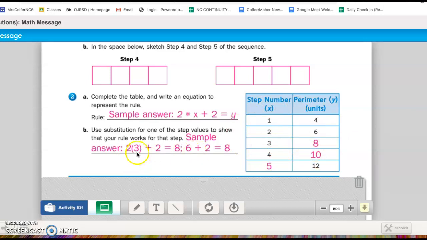So remember, when we're substituting a value in for a variable, we always want to use parentheses to show that. Also, bonus points to you up here if you wrote that as 2x instead of 2 times x. You know how much that bugs me. All right, getting you ready for middle school, you should be writing that as a coefficient and a variable, 2x.